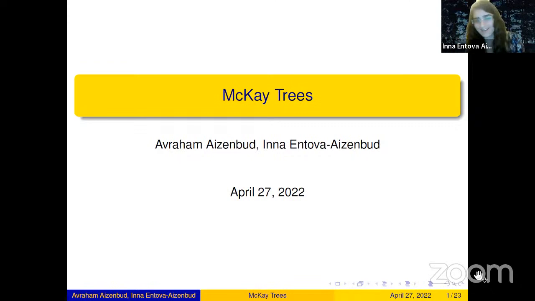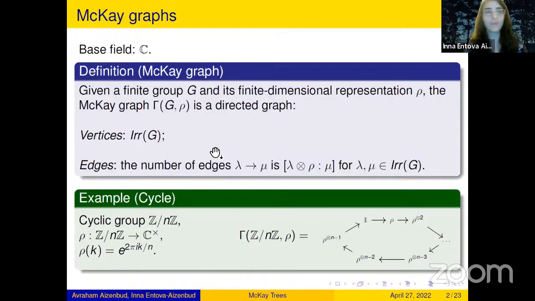And I'm going to talk about joint work with Avraham Aizenbud about something which is called McKay graphs and specifically McKay trees, which are named after John McKay, who sadly passed away very recently. So I will start by introducing what McKay graphs are. Let me know if there's a problem with the sound. I will be working over the base field of complex numbers.